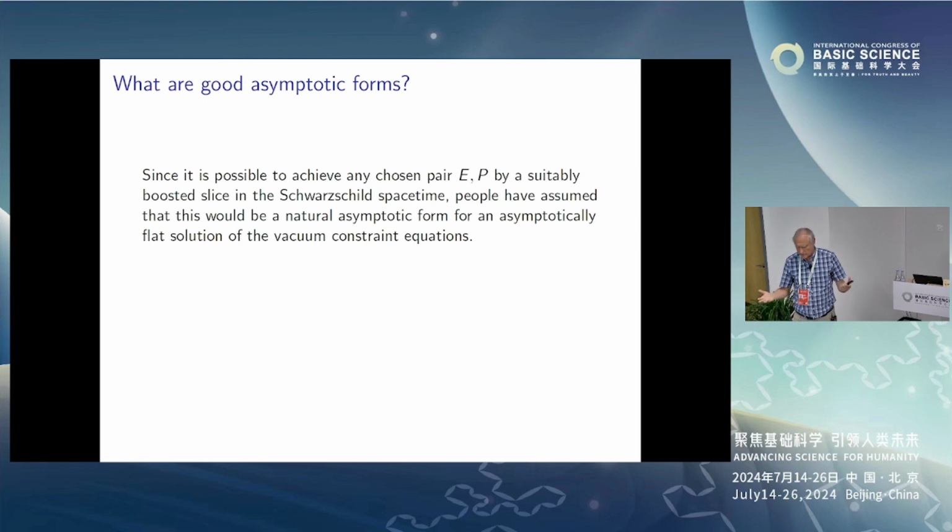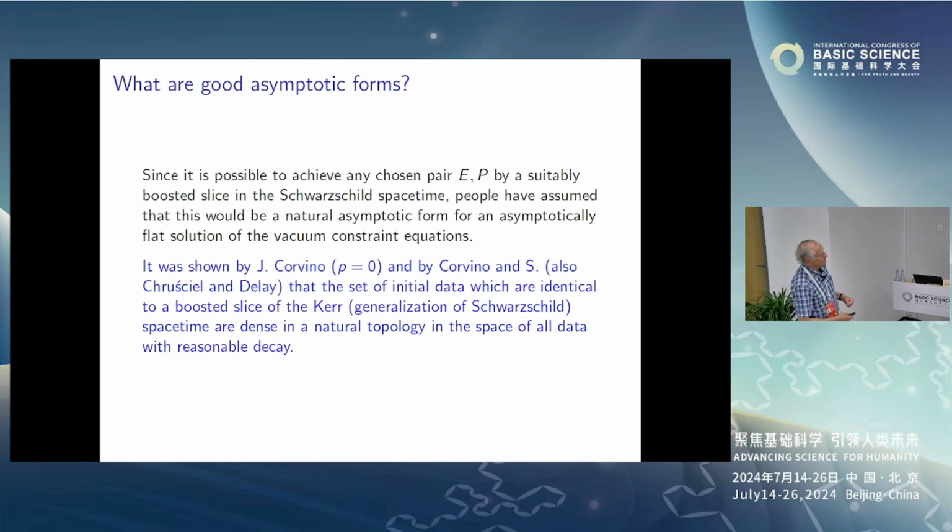Okay, and so you can generally ask the question, what are good asymptotic forms for initial data for the Einstein equations? Well, we can't find data with compact support. So one thing you might expect to do, and which has been done a lot in the literature, is that if you consider the Schwarzschild spacetime, then by considering suitable slices in there, you can produce data which has arbitrarily specified energy and linear momentum, assuming the energy momentum vector is timelike positively directed. And so people have assumed that a natural asymptotic form would be that the solution is asymptotic to a slice in the Schwarzschild data.